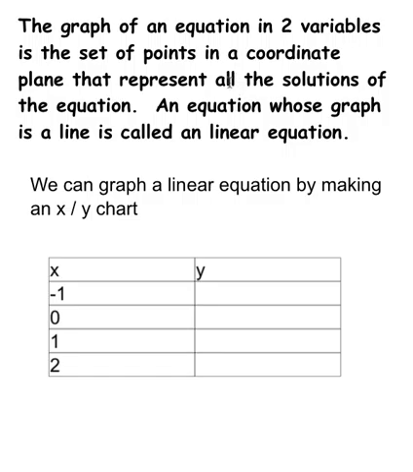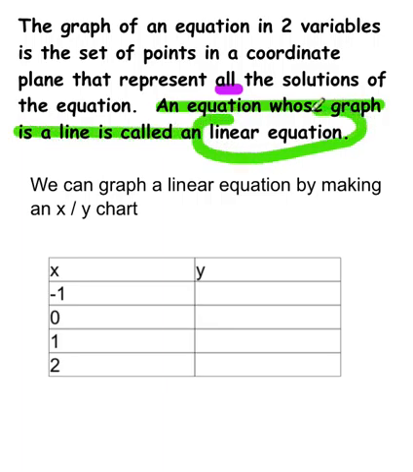Just a couple reminders before we head out here. The graph of an equation in 2 variables is a set of points in a coordinate plane that represent all of the solutions of the equation. An equation whose graph is a line is called a linear function. That's important. An equation whose graph is a line, that's called a linear equation. And that's not anything too crazy because the word line is right there. So if you make a line when you graph, it's called a linear equation. And below is what I mean by an x and y chart.